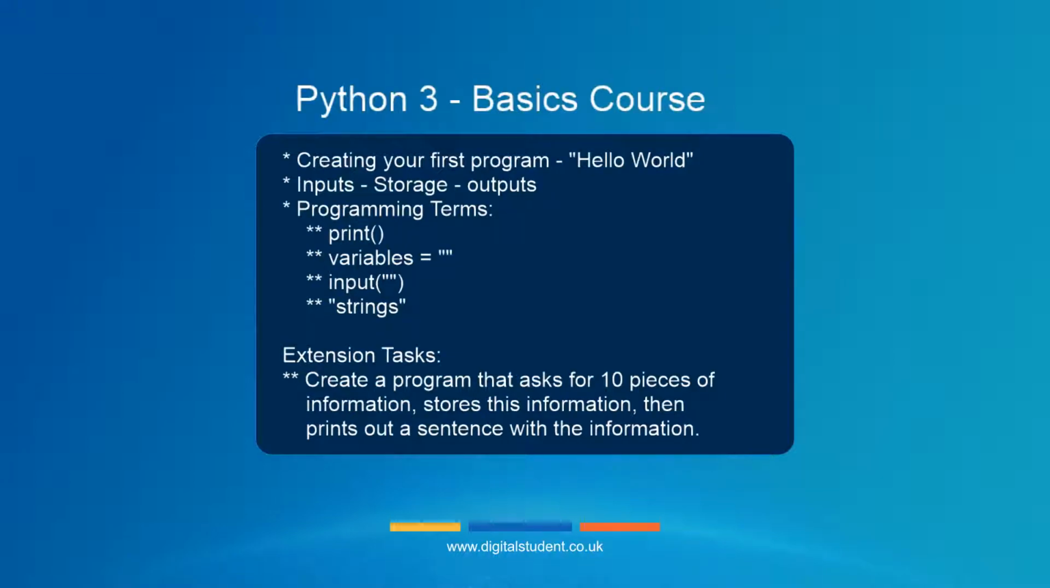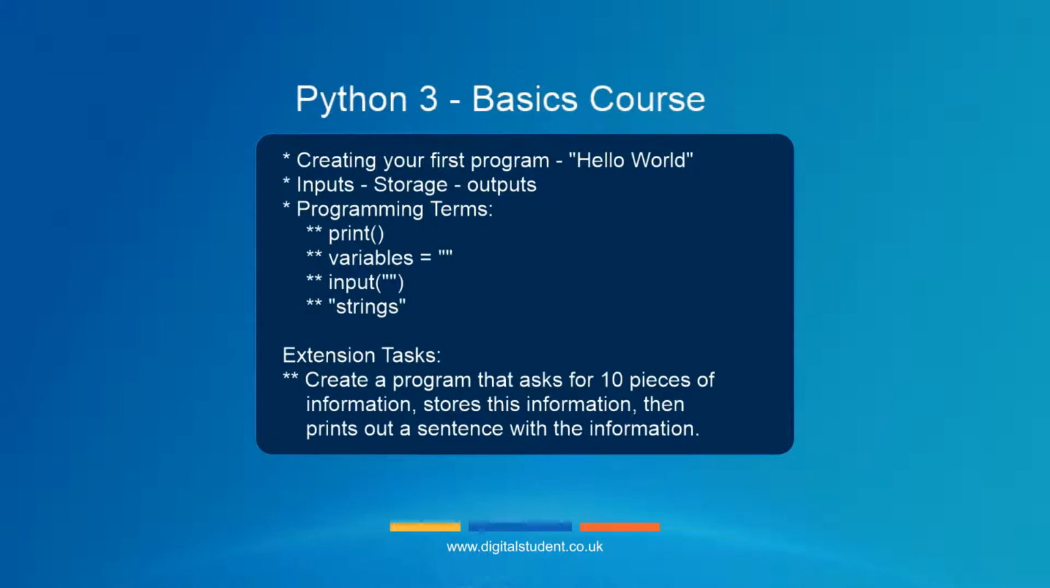Some of the programming terms that we're going to use in this lesson are print, which is an output; variables, which are a method of storing data; input, which is a method of getting the user to type in what you want them to have as an input; and then strings, which is a data type for characters. So if you want to write a sentence, you would write it as a string.